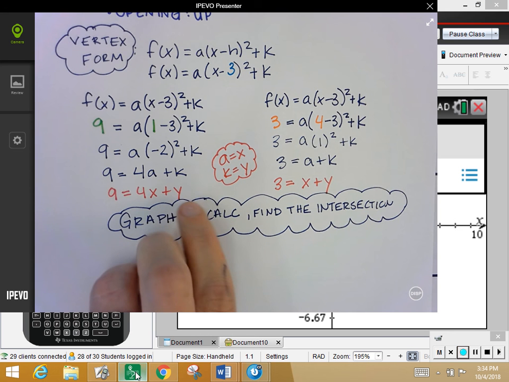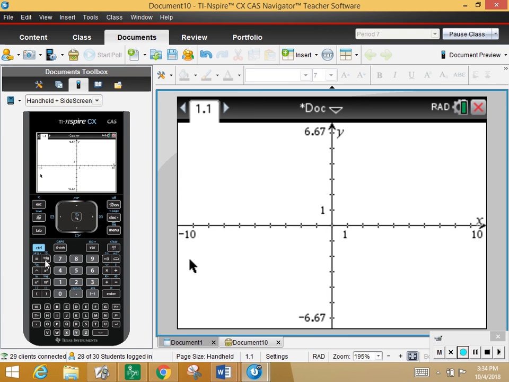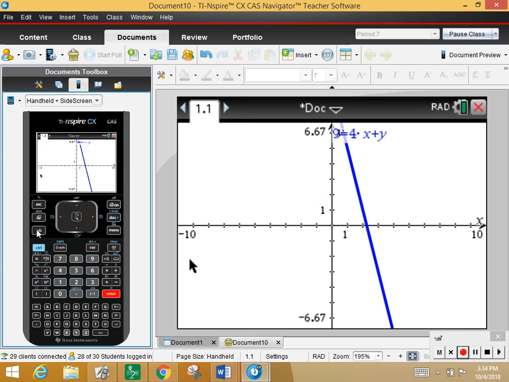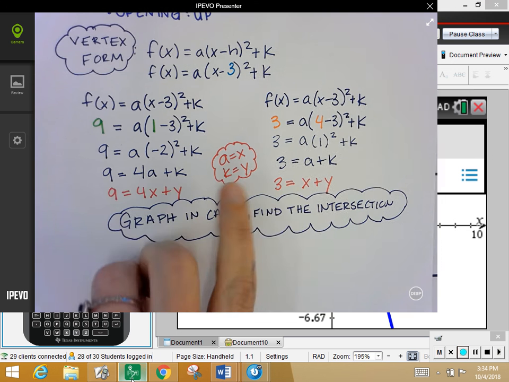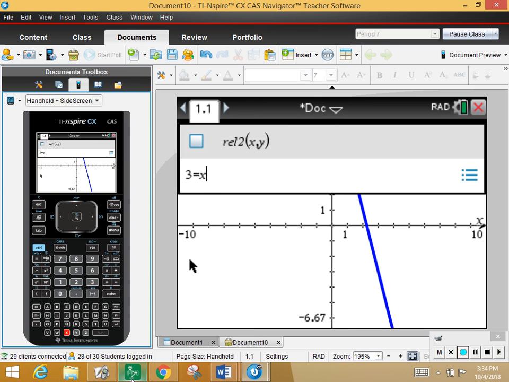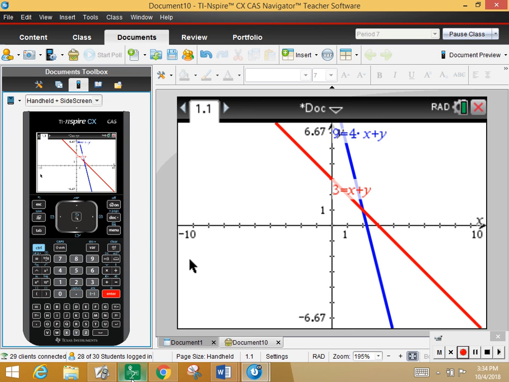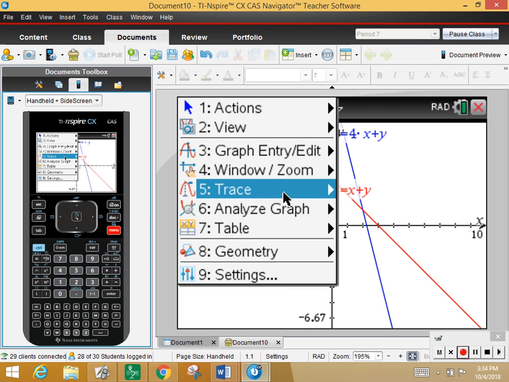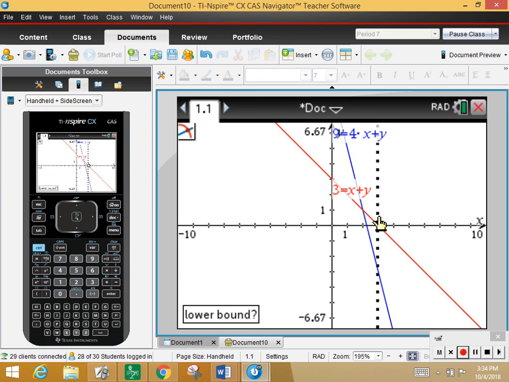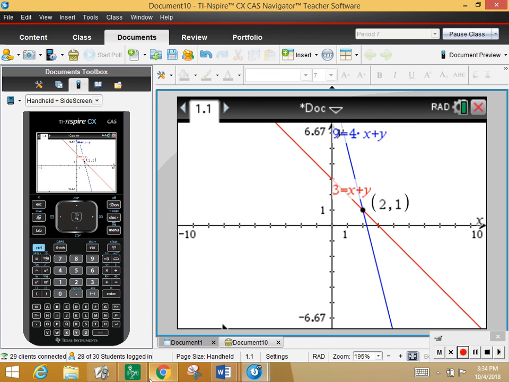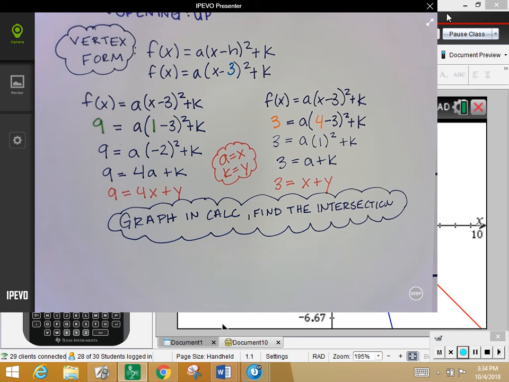So my first equation is 9 equals 4x plus y. So let's go ahead and get that plugged in. So I get 9 equals 4x plus y. Graph that. And let's go ahead and graph the second one, which was 3 equals x plus y. And next I want to tell the calculator to find this point of intersection for me, because that's the solution to our system. So I go to menu, analyze graph, intersection. You kind of got to give it a hug. You go to the left and right of it, and there it pops up as (2, 1). So let me get this big.